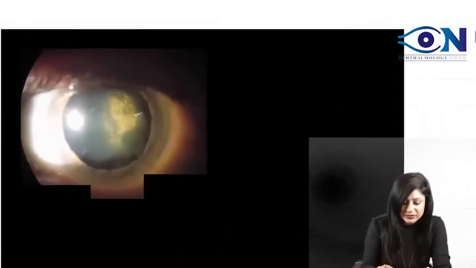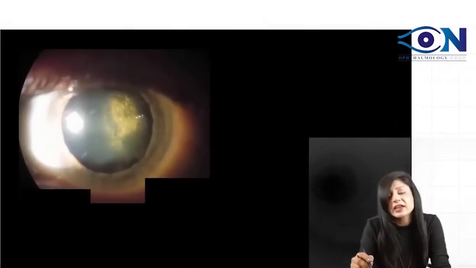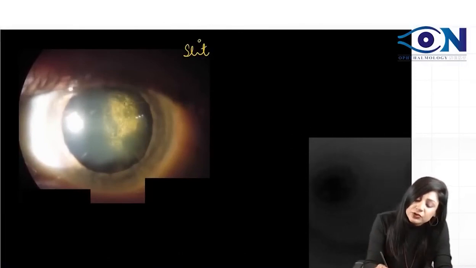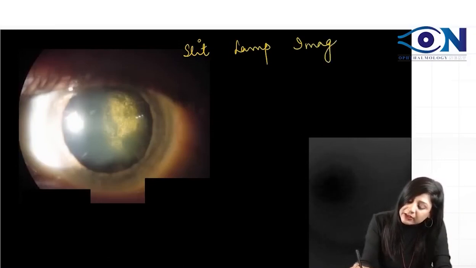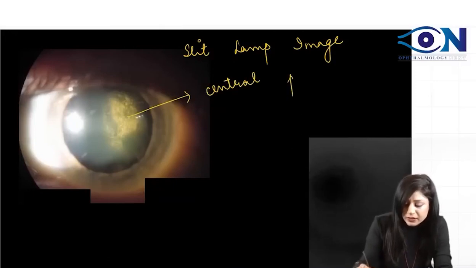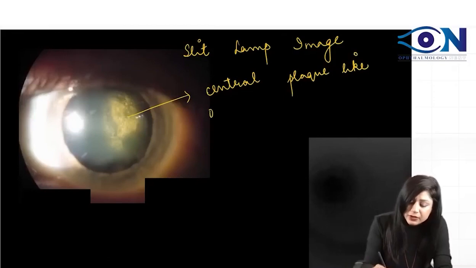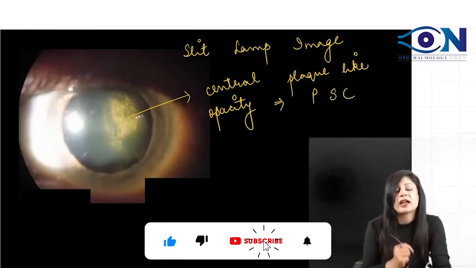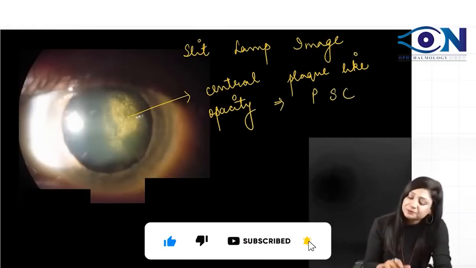Now look at this. This is very, very important, and we have talked about this so many times. This is a slit lamp image, and inside this you can see the central plaque-like opacity. If you are seeing a central plaque-like opacity, this is actually posterior subcapsular cataract, that is PSC, okay?